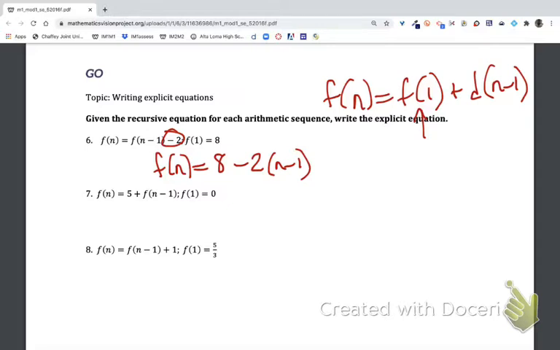For number 8, f of n equals, our first term is 5 over 3, our common difference is 1, and you are done.